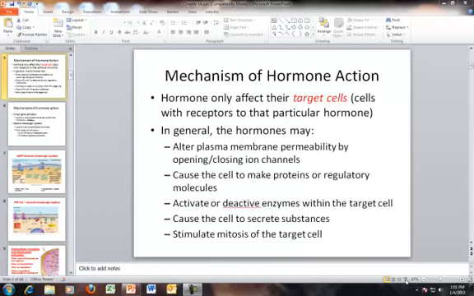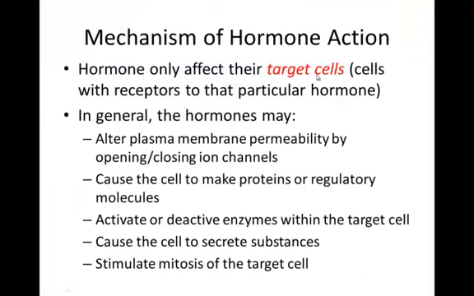Here's where we left it last time at mechanisms of hormone action. When hormones dock on target cells, first of all, the target cells have to have receptors for that particular hormone. In general, the target cells are going to change their membrane permeability, or undergo mitosis, or secrete substances. Something's going to happen. And recall that most hormones are made of amino acids, or they're going to be steroid based.